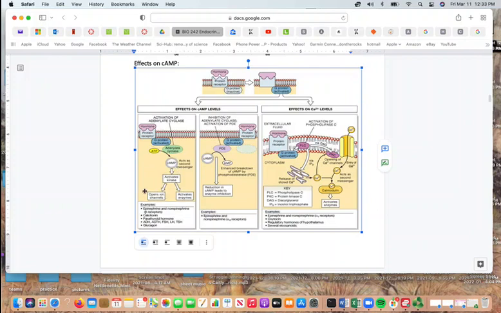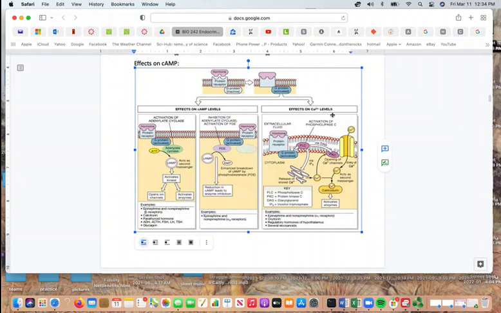Some examples of this would be opening ion channels or activating enzymes with epinephrine and norepinephrine, calcitonin, parathyroid, ADH, ACTH, FSH, LH, TSH, or glucagon. Then you can have the inhibition of the adenylate cyclase, and then you'll have more breakdown of the cyclic AMP, and the phosphodiesterase is going to do that. So this is going to lead to enzyme inhibition.